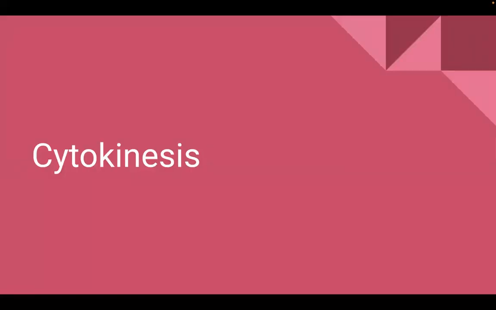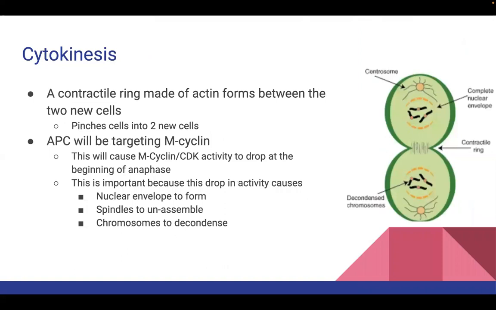So now going into cytokinesis, a contractile ring made of actin is going to form between the new cells. This pinches the two cells apart, creating now two cells. And during this, APC will be targeting M cyclin, and this will cause any M cyclin CDK activity to drop at the beginning of anaphase. This is important because this drop in activity causes the nuclear envelope to reform, which is important when the cells are becoming interphase cells again and are not dividing. It causes spindles to disassemble and the chromosomes to decondense.